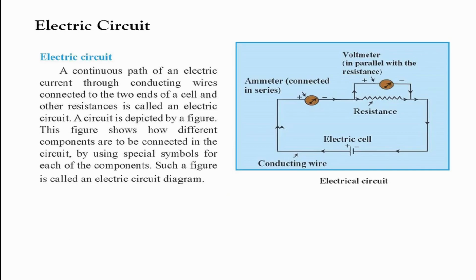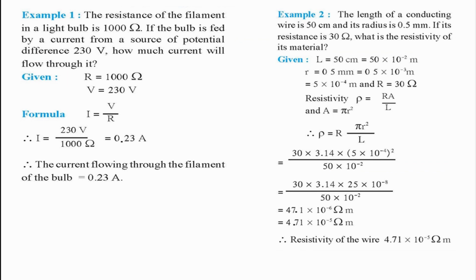Next is electric circuit. Circuit means to complete a circle. A continuous path of electric current through a conducting wire connected to the ends of the cell, along with resistance and other electrical components, we can call an electric circuit, which we have already explained in detail in the previous class. So before beginning resistance in parallel and series, let us go through some numerical problems.